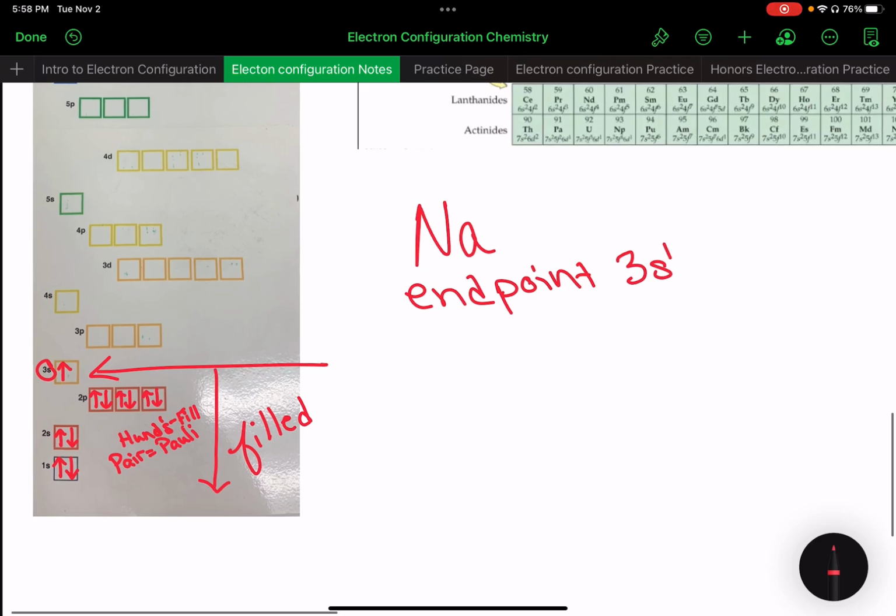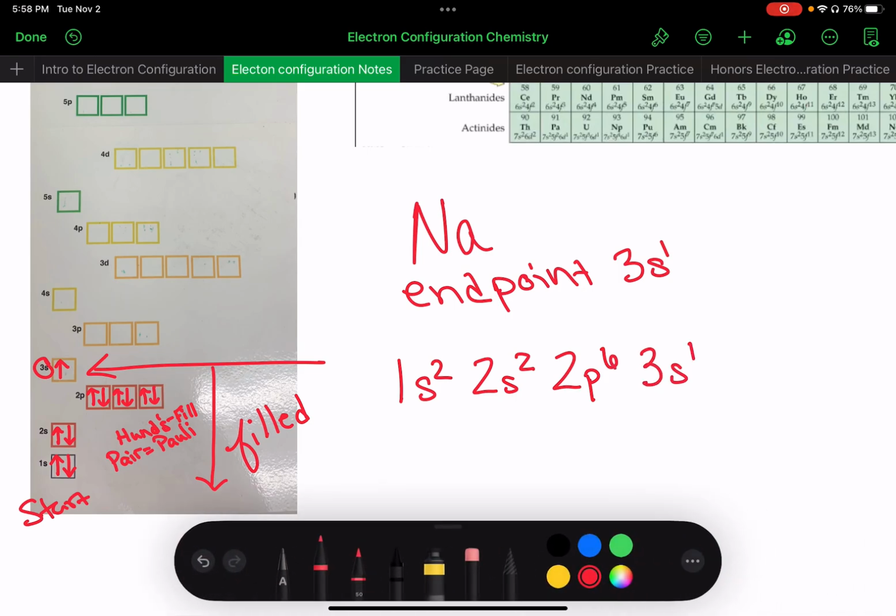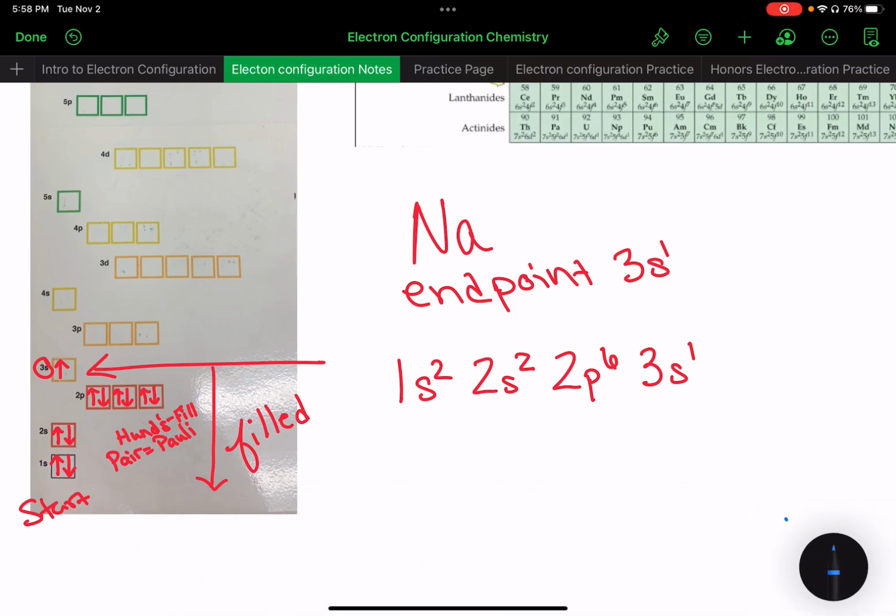The last thing you have to do is write out your configuration, and always, you start at the bottom. 1S2, 2S2, 2P6, 3S1. These are always in numerical order. Notice no commas. And the electrons equal the exponents.